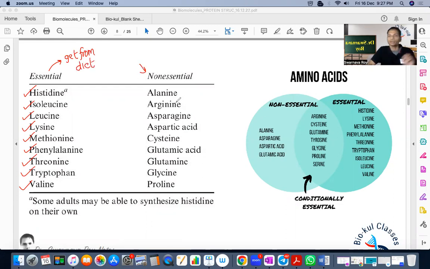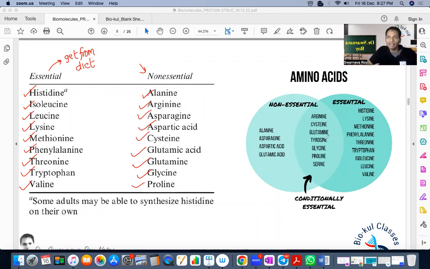Non-essential amino acids are those which our body can make. So we have alanine, arginine, asparagine, aspartic acid, cysteine, glutamic acid, glutamine, glycine, and proline. Again, we can look at the amino acid chart and figure out what kind of amino acids they are, whether they are non-polar or polar, or positively charged or negatively charged.